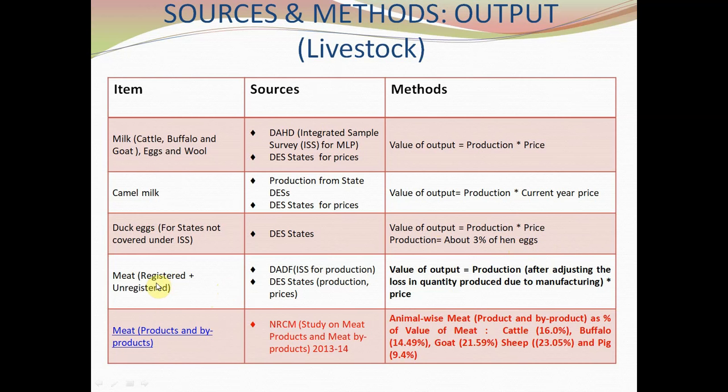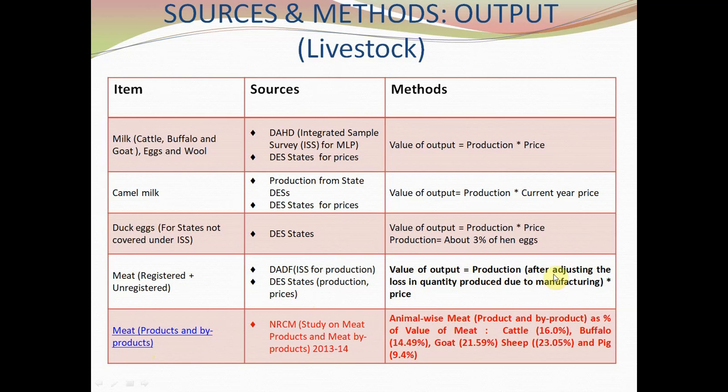Now meat, registered or unregistered. For this, DADF is the source for production data, and integrated sample surveys are used. For production and prices, the states are also providing this data. Value of output is production, after adjusting the loss in quantity produced due to manufacturing, into prices, and meat products and byproducts.